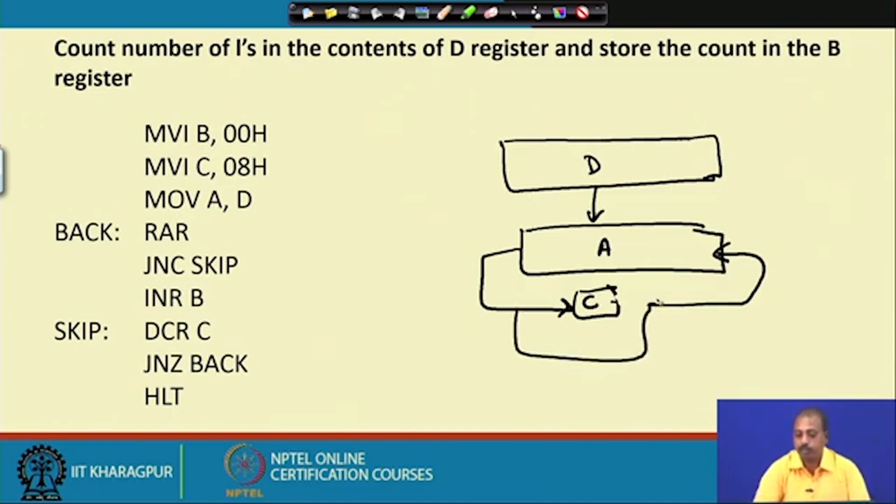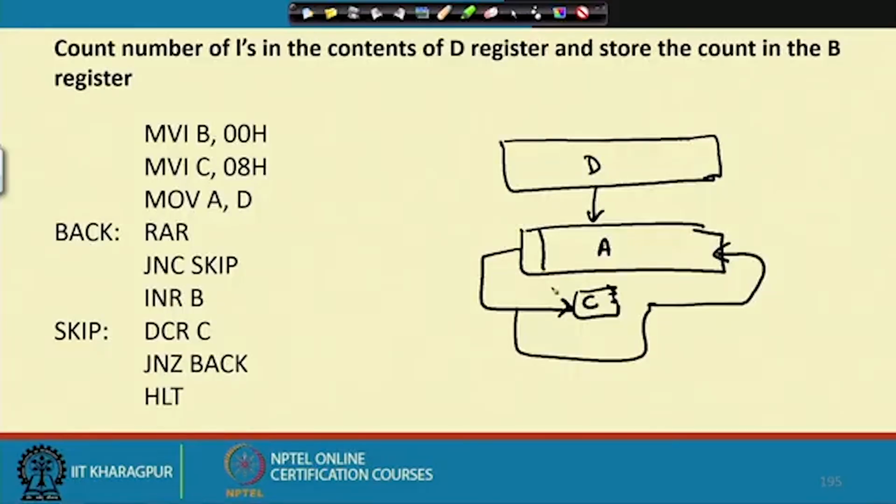The most significant bit goes to the carry as well as to the least significant position. Now, when this bit is rotated, if the carry becomes set, that means the bit was 1, and if the carry is not set, then the bit is 0. So, we do 8 such rotations. If the bit is 0, we do not increment the B register, but if the carry bit is 1, we increment the register, so that we can count that 1.